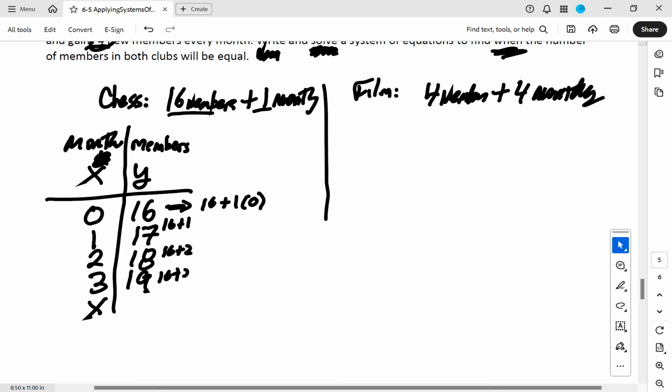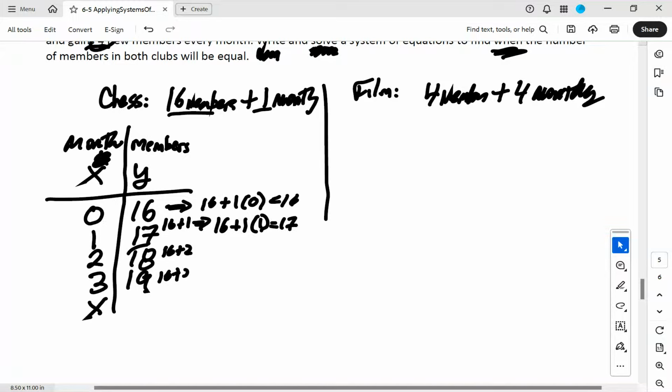Okay. So 0 times 1 is 0. 16 plus 0 is 16. Well, now, what I'm going to say is that we have 16 members plus 1 new member in 1 month. That becomes 1 times 1, plus 16. That becomes 17.